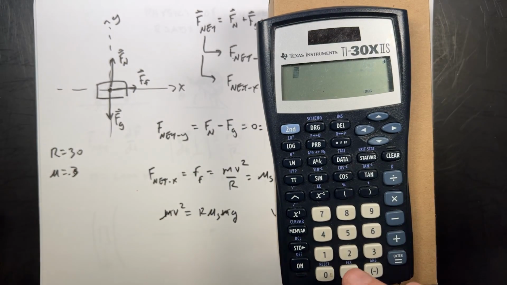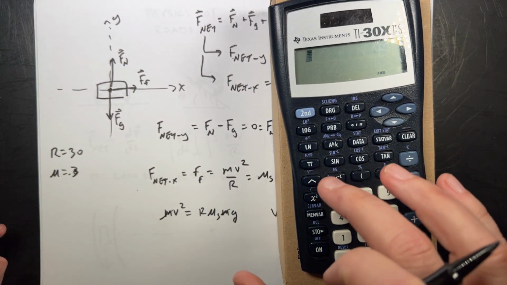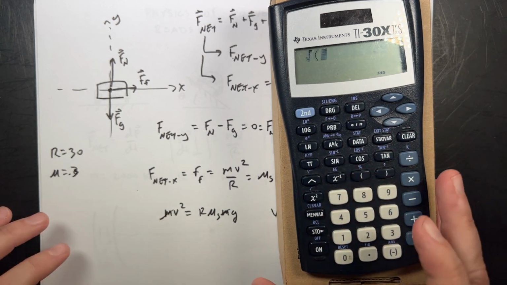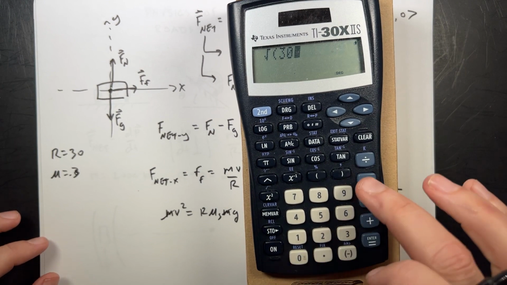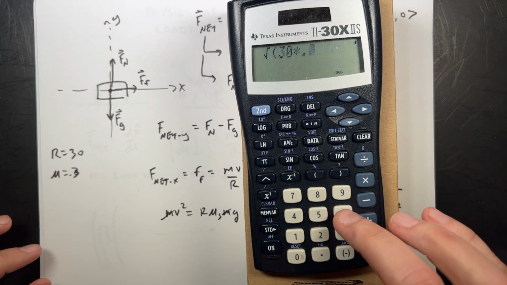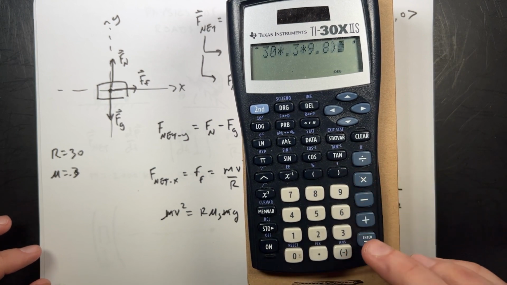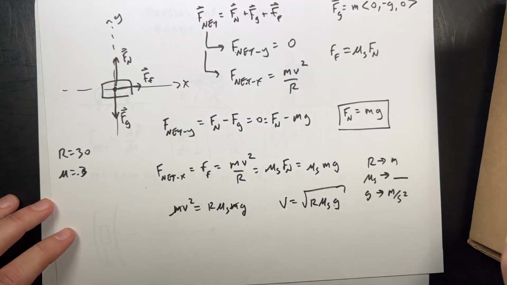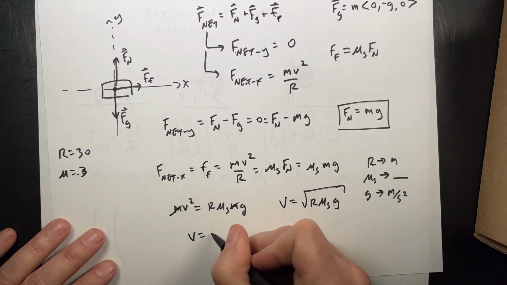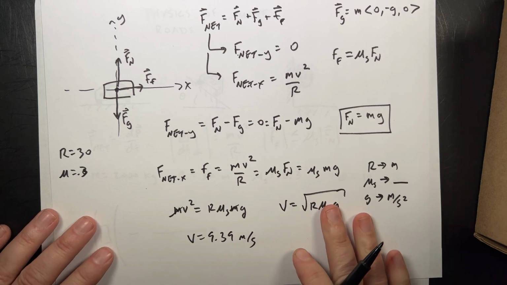Let's do 2 times 6. Okay. Clear. The square root of r mu g. So it's going to be 30 times 0.3 times 9.8. Close parentheses. Equals, and that's 9.39 meters per second. Cool?